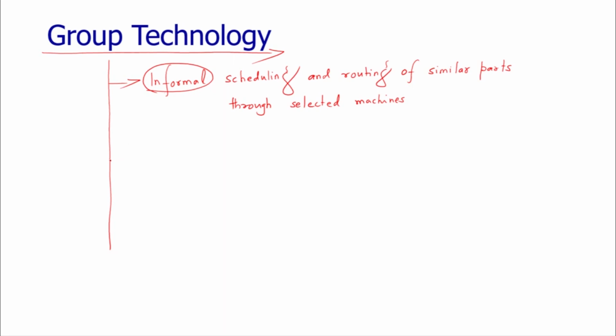In the next process, we are using virtual machine cells. This approach basically consists of creation of part families and dedication of equipment to the manufacture of these part families. We are dedicating the equipment or machine tools for manufacture of these part families, but we are not physically rearranging this equipment together. So they are in a virtual mode only.